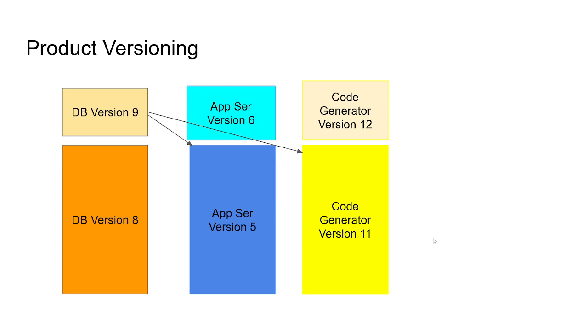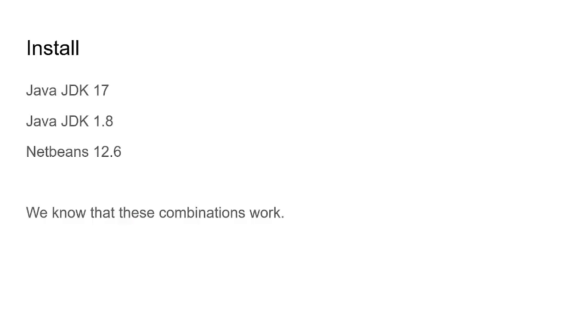So anytime you work with a lot of middleware products, you've got to make sure that you find a combination where they're compatible together. So we are going to install Java JDK 17, Java JDK 1.8, and then NetBeans 12.6. We know these products together work because we've had many classes of a lot of students going through them, and we know that they work.